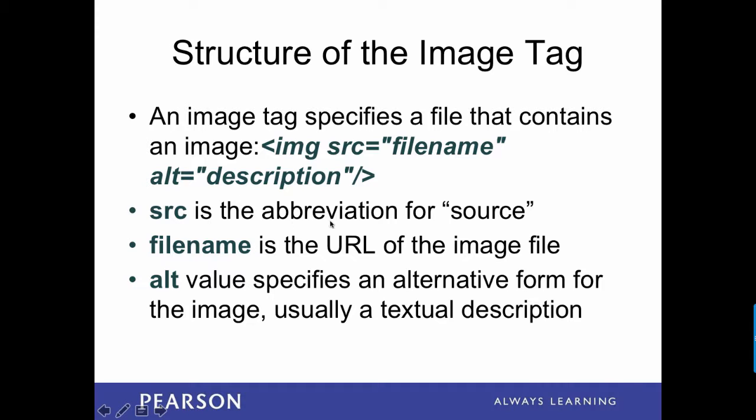So src is an abbreviation for source, right? The file name is going to be the path name or file name or URL of the image. And the alt value is going to be, again, an alternative form for the image, usually a textual description.